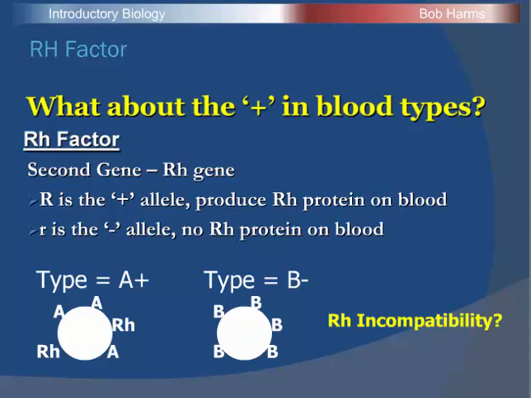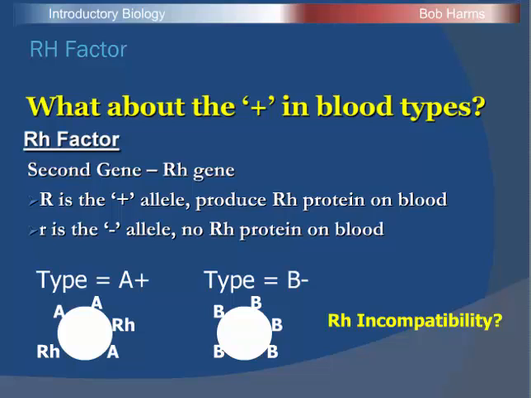And an issue associated with Rh is what's called Rh incompatibility. You may be familiar with this, maybe you've heard of it before, especially if you're a woman who has had children. Rh incompatibility is a case where mom is a negative blood type and the father is a positive blood type and passes that big R on to the offspring.